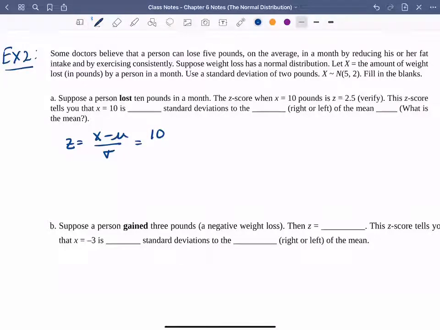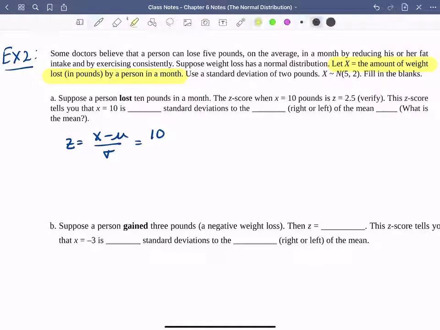And remember, why is it not negative 10 though? I don't understand. When you lose, it shouldn't be negative. We'll read this. Here's an important part here. X is the amount of weight lost in pounds by a person in a month. So that number is just how many you've lost. It doesn't actually become positive or negative there. If you lost 0, then it'd be 0. Now, if you gained, this is where your negative values come in. But as long as you lose, they become positive.